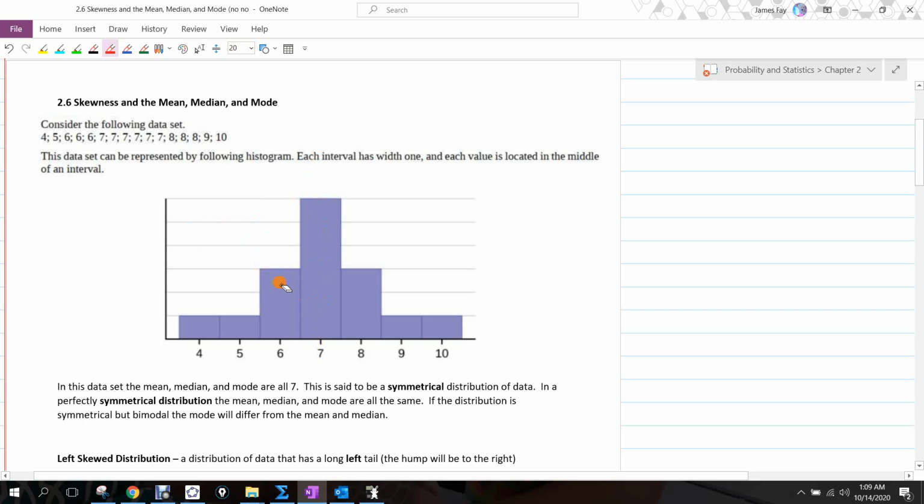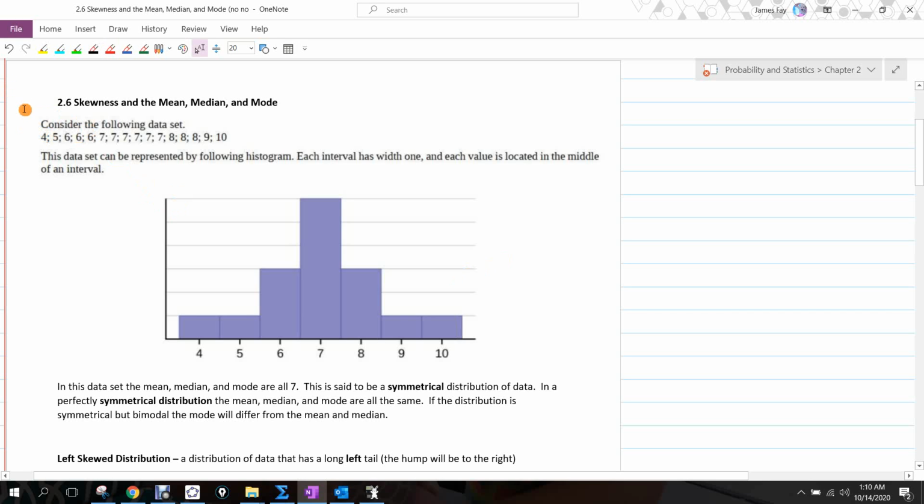That's a special type of data, and eventually we will move away from the histogram image, and we will look more to something that looks kind of like this, which would be what we call a distribution curve, but still symmetric. So whether we're looking at the histogram or a curve, we've got this idea of symmetry. It says in this data set, the mean, median, and mode are all 7.